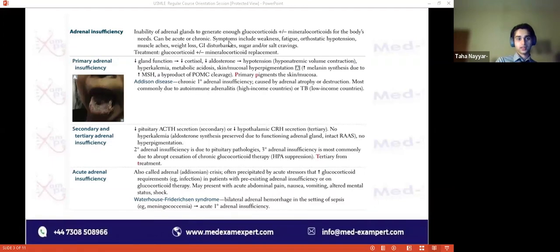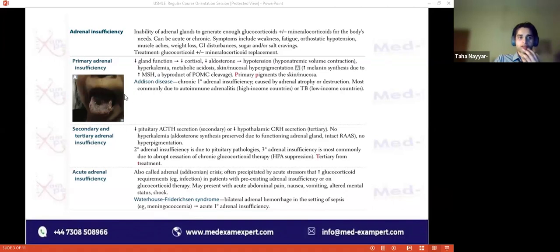So when that happens, they get these symptoms of adrenal shock and symptoms of decreased blood pressure, things like that. This was basically adrenal insufficiency. Now, going forward, primary adrenal insufficiency, or secondary and tertiary adrenal insufficiency.